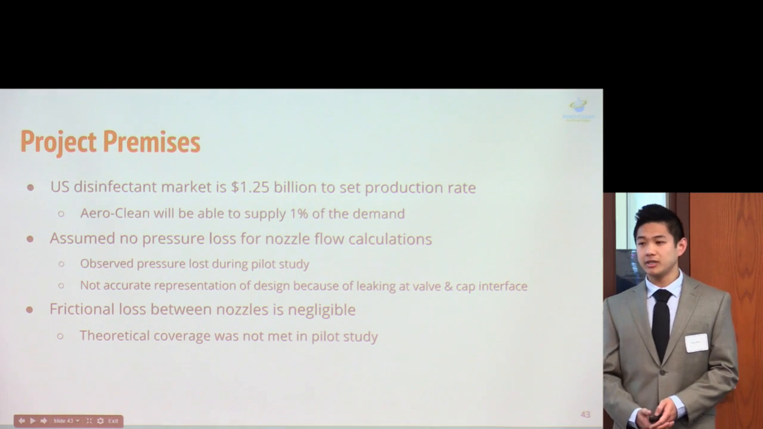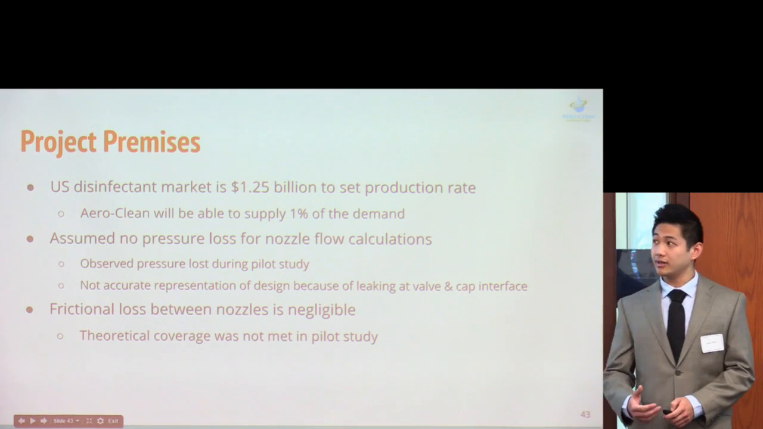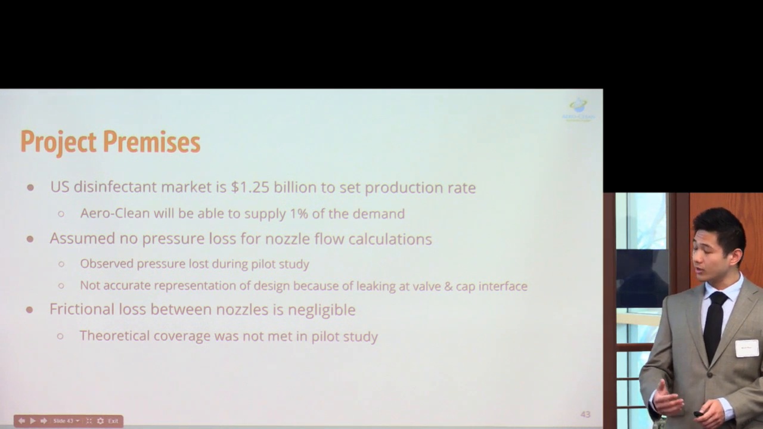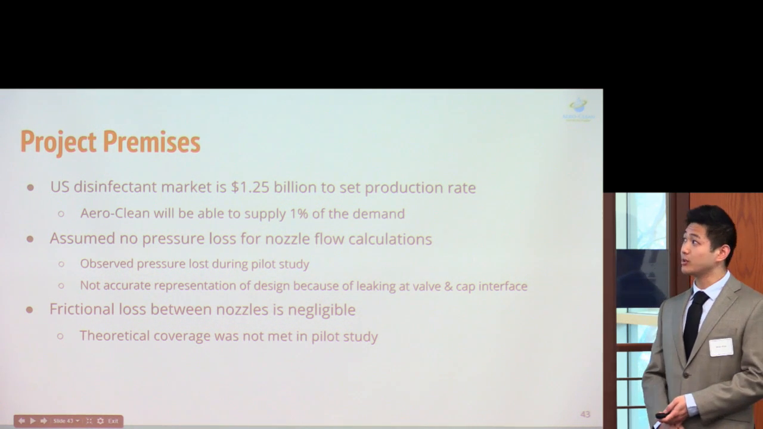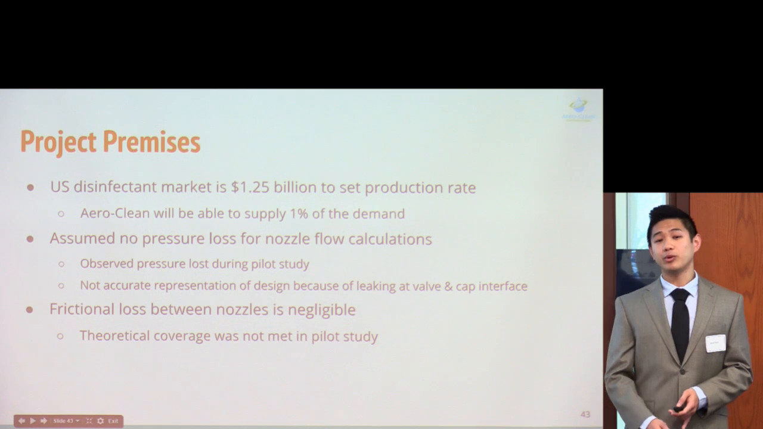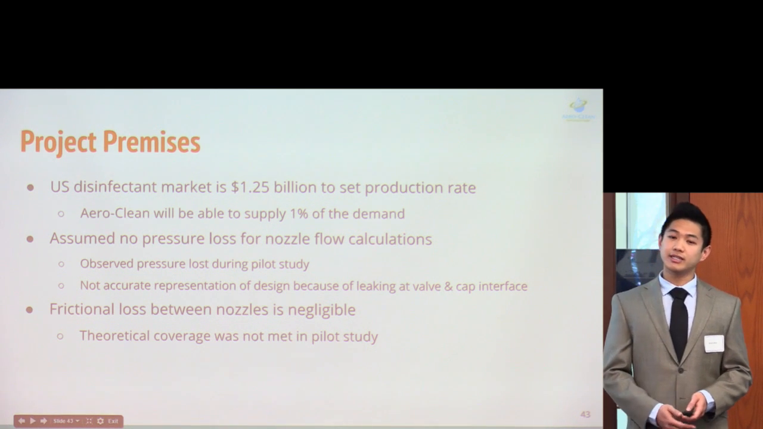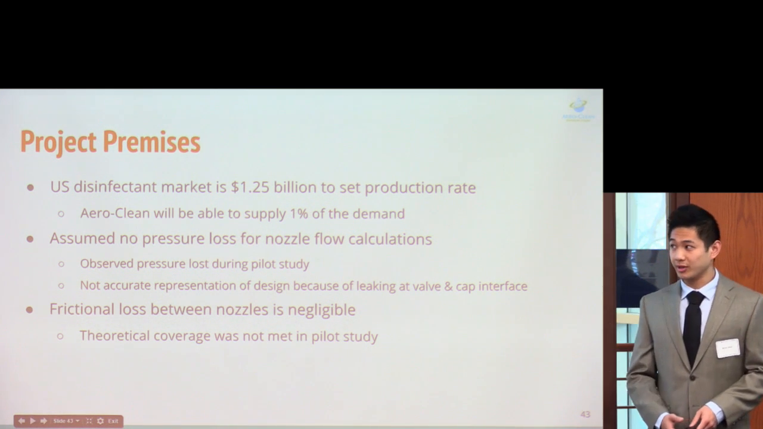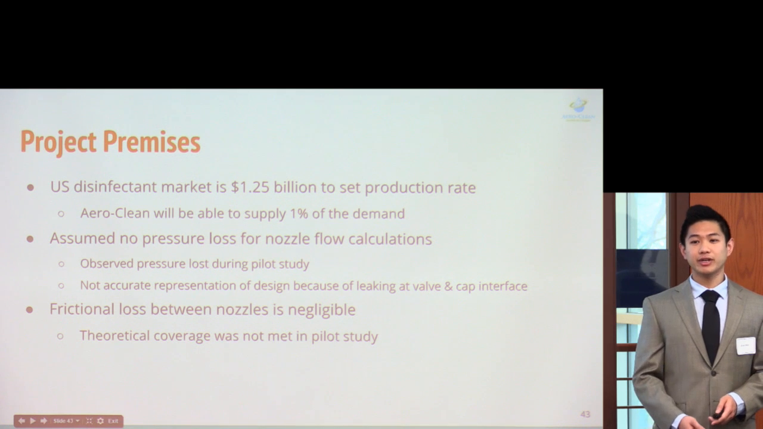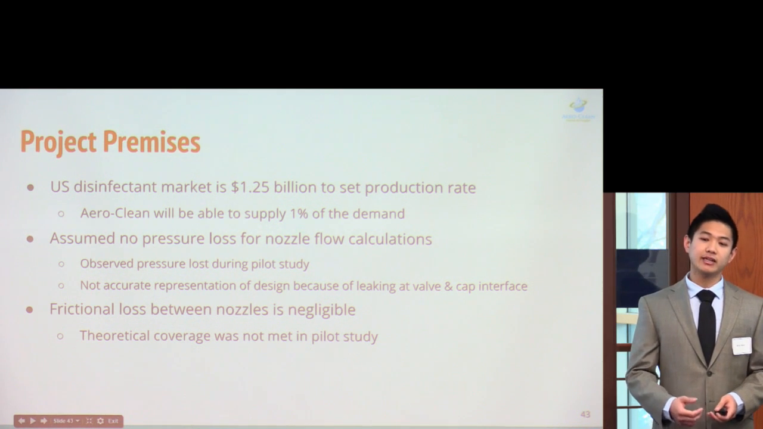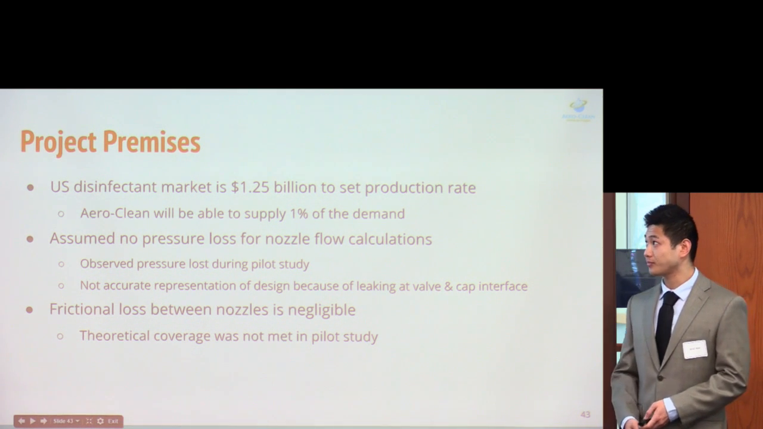So just to sum up the other assumptions we have for the project, the first major assumption was that the US disinfectant market is $1.25 billion and that AeroClean itself will be able to supply 1% of that market, because that really set the production rate of our facilities and really dictated how much chemicals we would need daily.